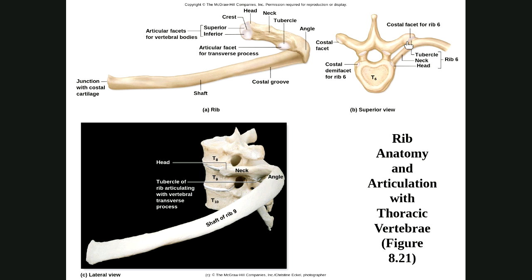And you can see the head attaches onto the body, the neck attaches onto nothing. There's a little gap here. And the tubercle will attach onto the transverse process here. Some ribs attach onto one vertebrae directly, and some attach onto two.